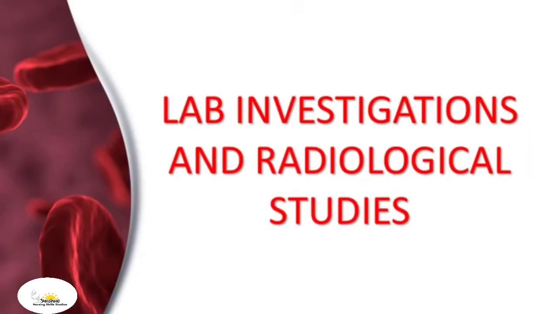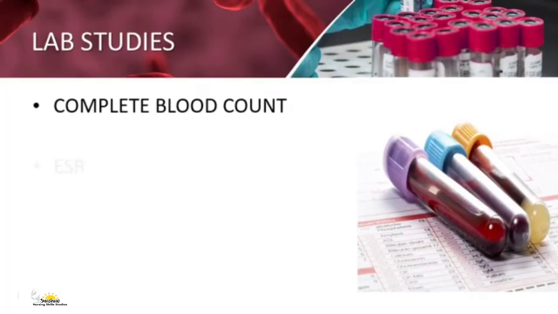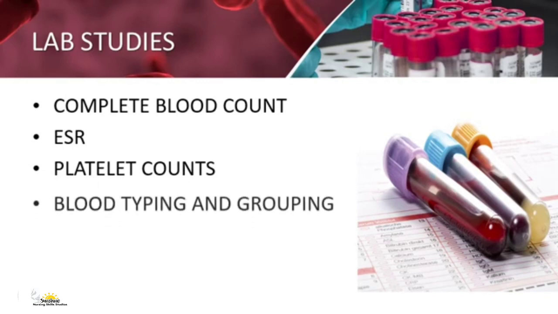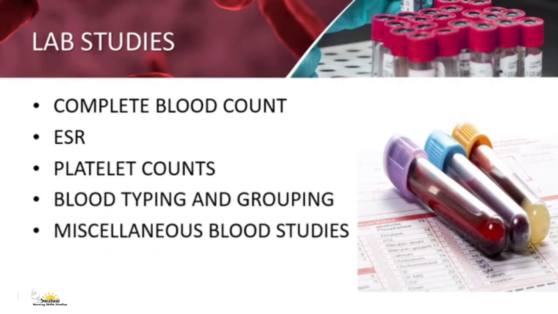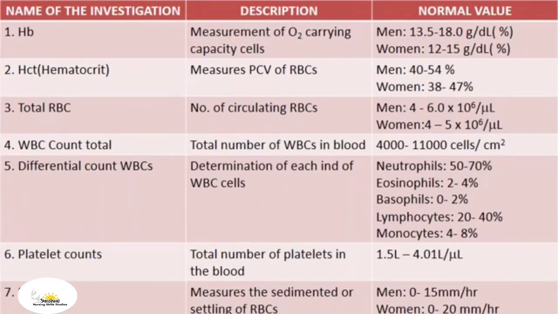Next, moving on to the lab investigations and radiological studies. In lab investigation, we'll mainly go for the complete blood count and then ESR, that is nothing but erythrocyte sedimentation rate. Next, we'll go for the platelet counts, blood. Moving on to the complete blood count investigation, here we'll go for HB, that is measurement of oxygen carrying capacity of the cells. In men, it should be 13.5 to 18.0 gram per DL percentage, and in women, it should be 12 to 15 gram per DL.